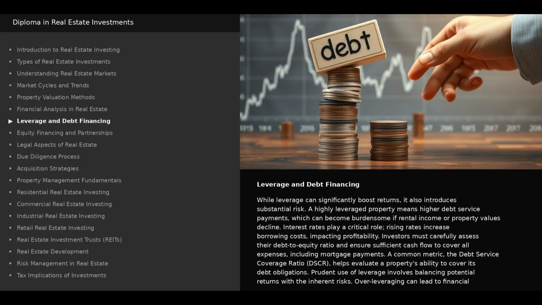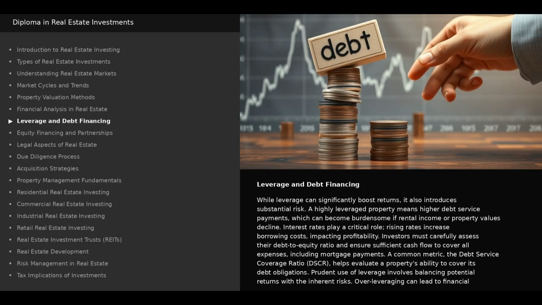While leverage can significantly boost returns, it also introduces substantial risk. A highly leveraged property means higher debt service payments, which can become burdensome if rental income or property values decline. Interest rates play a critical role. Rising rates increase borrowing costs, impacting profitability. Investors must carefully assess their debt-to-equity ratio and ensure sufficient cash flow to cover all expenses, including mortgage payments.